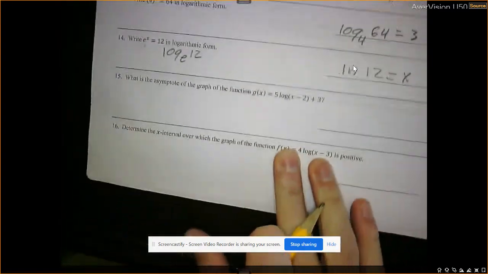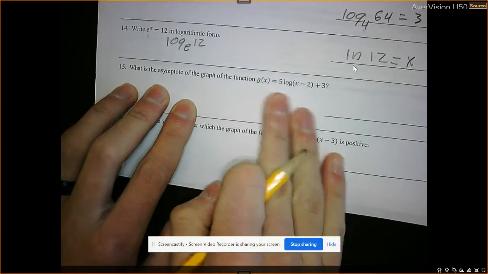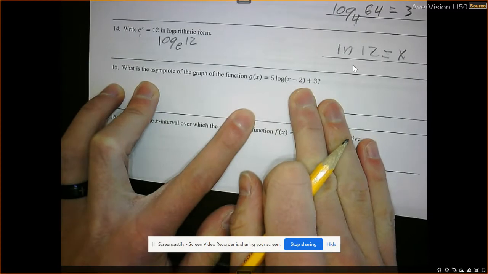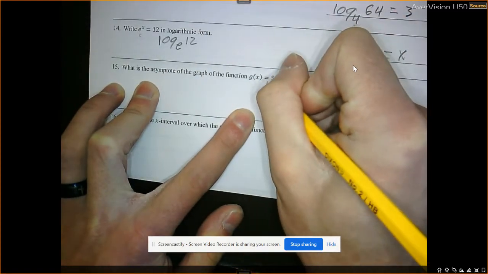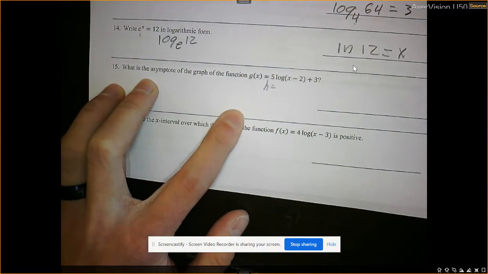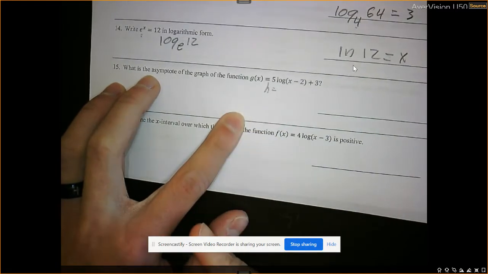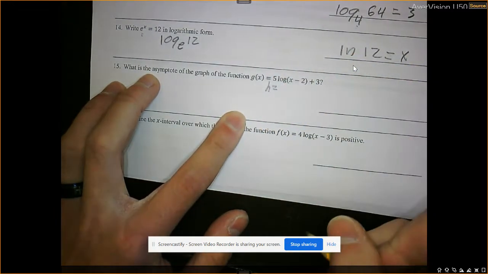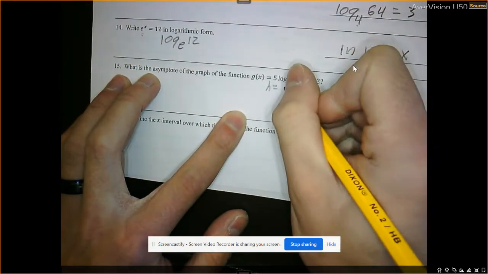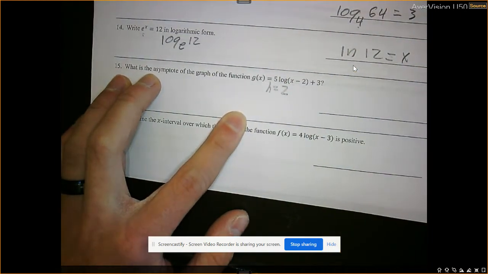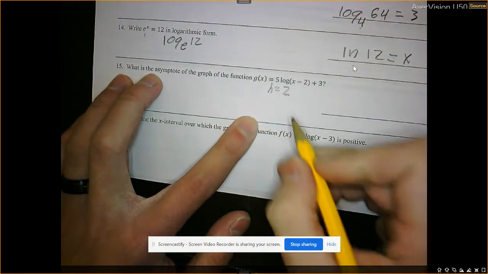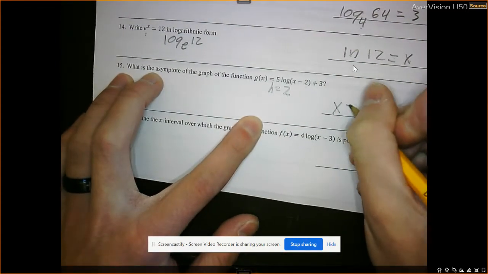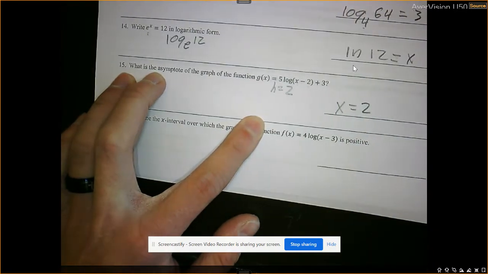Okay, going on there, we have what is the asymptote of the graph of the function? With logarithmic functions, our asymptote is actually our h value. In exponentials, our asymptote is our k value. In logs, it's a vertical asymptote, and it's going to be our h value. If we have an x minus 2, that means our h was a positive 2. So our asymptote is a vertical asymptote at x equals 2.